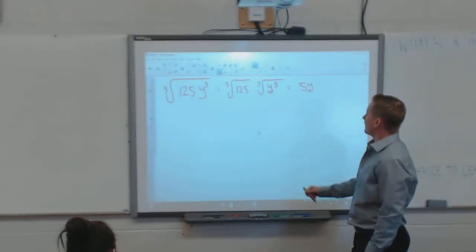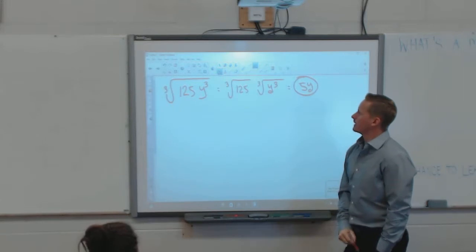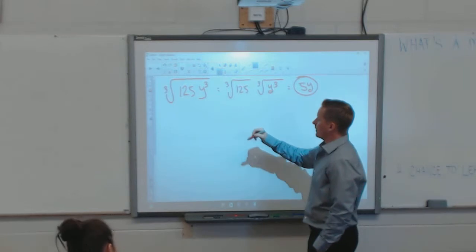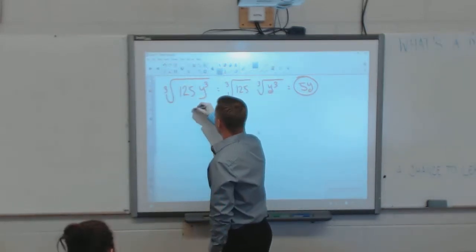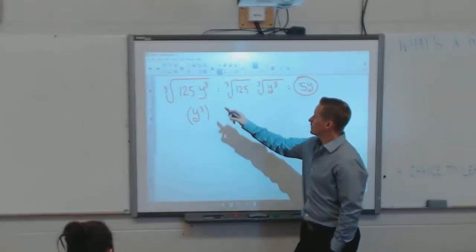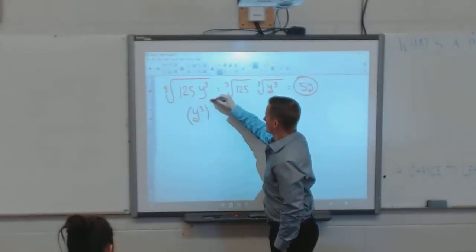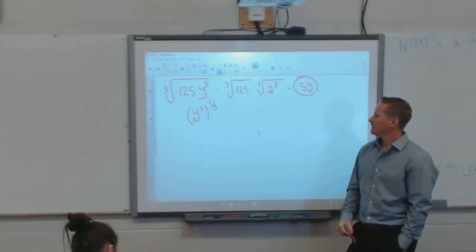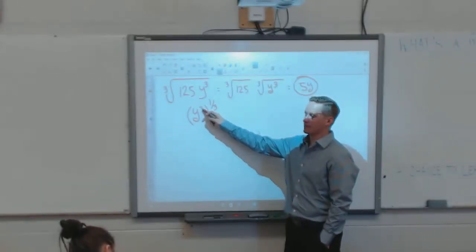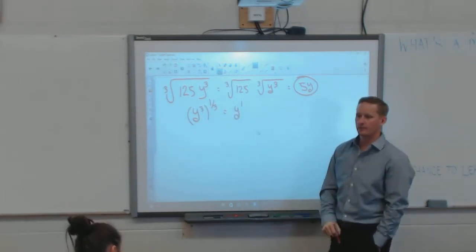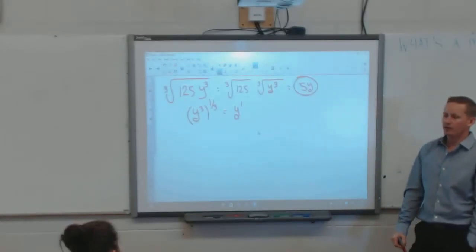Don't worry. Alright, so we end up with 5y. So that's the solution for the cube root of 125y cubed. Now, what I was trying to show you yesterday makes more sense with the y's. How do I write the cube root as a fraction or an exponent? The cube root can be written as an exponent of 1/3. So what's 1/3 times 3? That's y to the 1. Okay? So that's the other way in which I can do that.